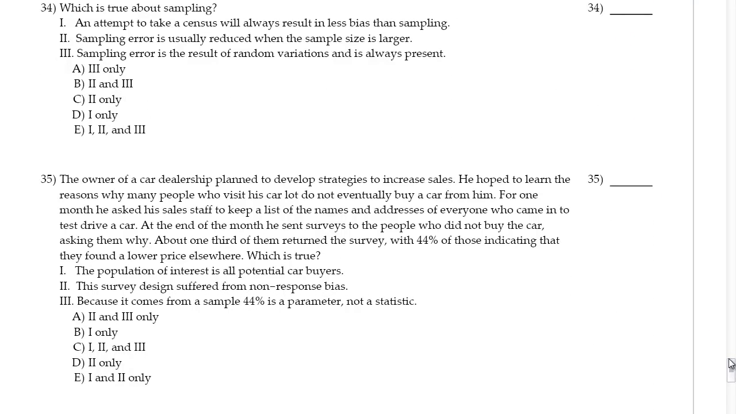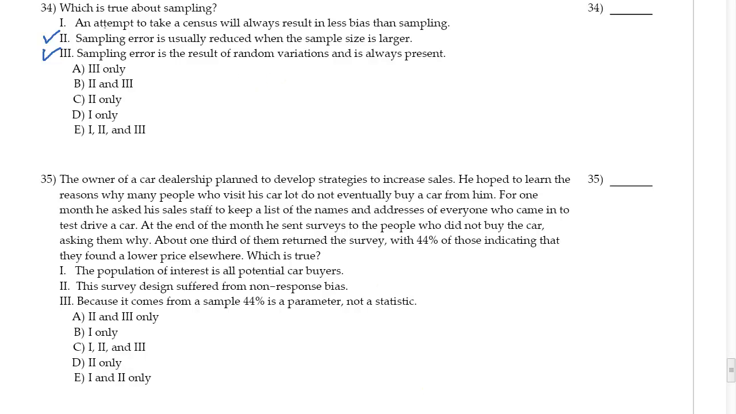Which is true about sampling? An attempt to take a census will always result in less bias than sampling. Sampling error is usually reduced when the sample size is larger. That's definitely true. Sampling error is the result of random variations and is always present. Yes. And an attempt to take a census will always result in less bias than sampling.